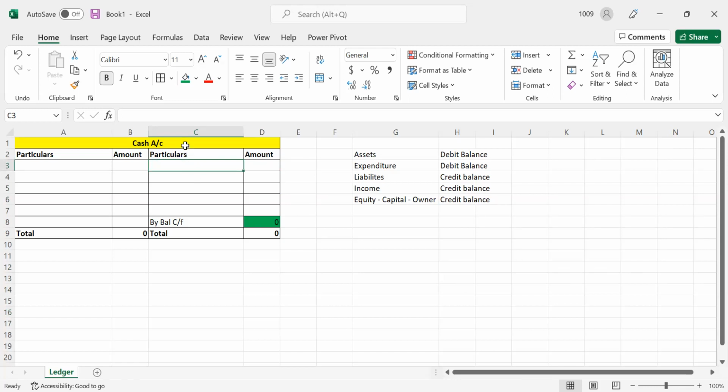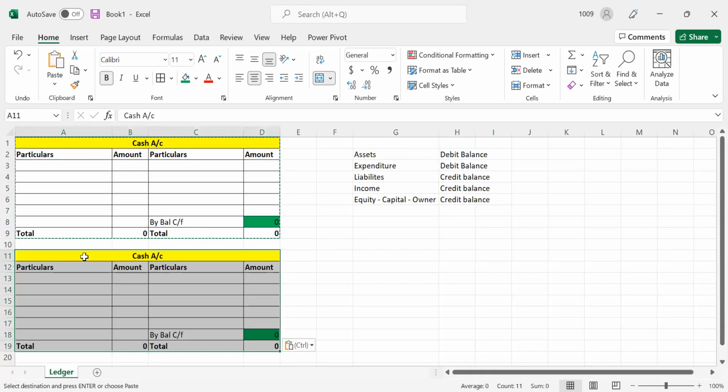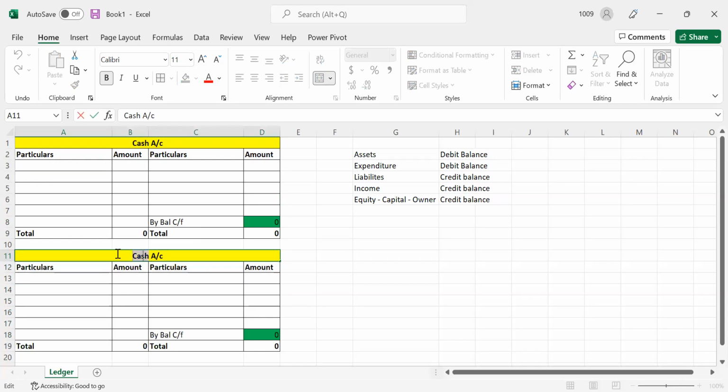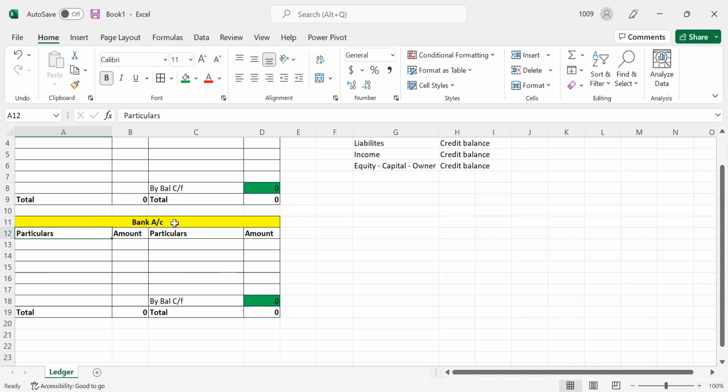Let's say that you are going to create one more. You need one more ledger account. Copy, select this one, copy and paste over here. Then instead of cash, just write bank. This is a shortcut. No need to create everything once again and again, right? So everything is here for bank.